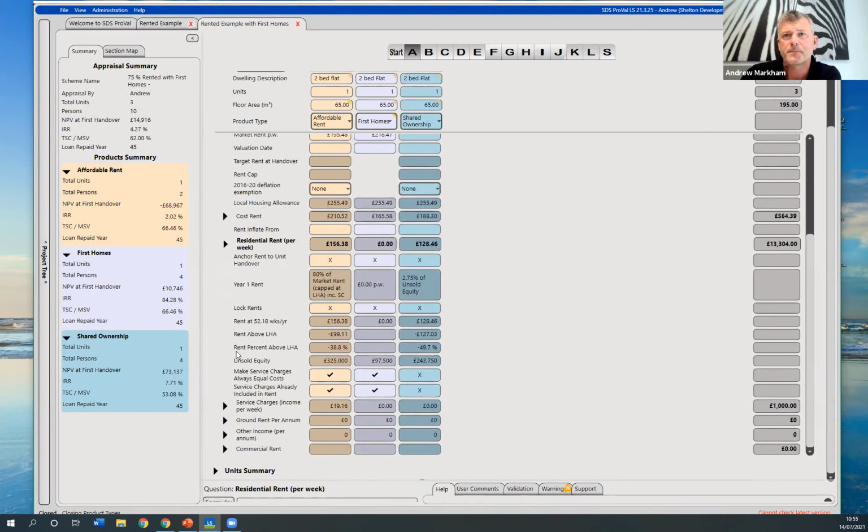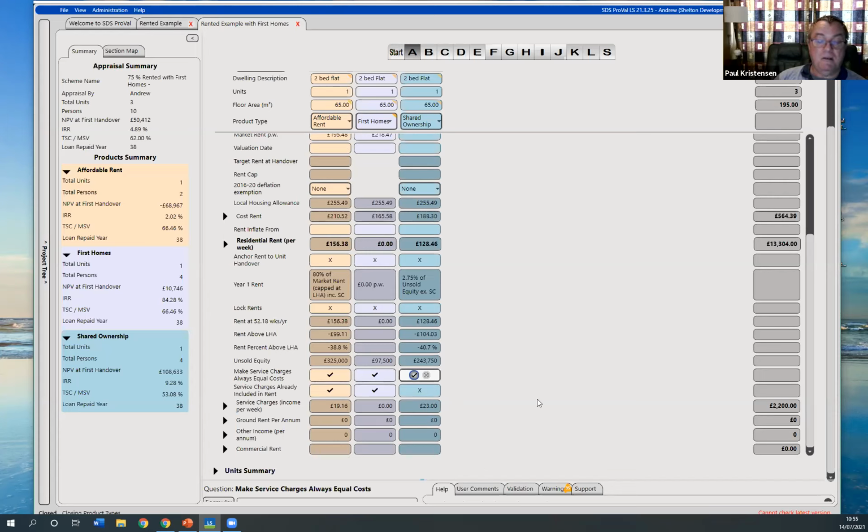Should I make my service charges equal my service costs on all of them? I would say yes. So the first tick box is make service charges equal costs, and on your shared ownership, you haven't got it, Andrew. So you tick it on. So that effectively generates a service charge of £23 a week, and then the box directly underneath that is: is this included in the rent or not included in the rent?